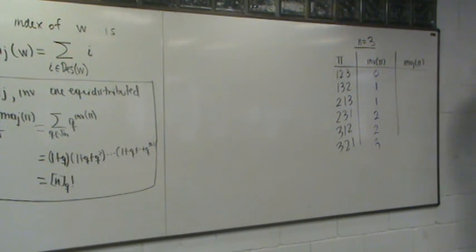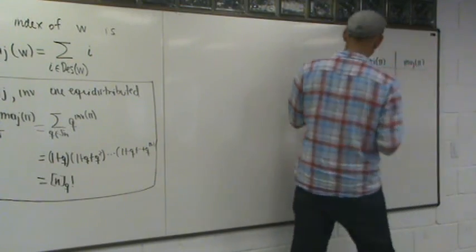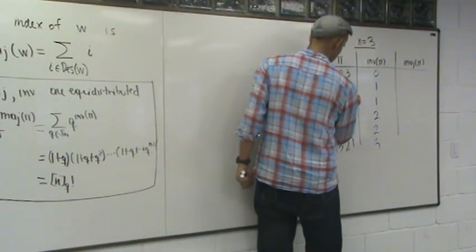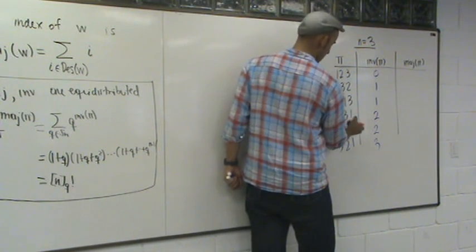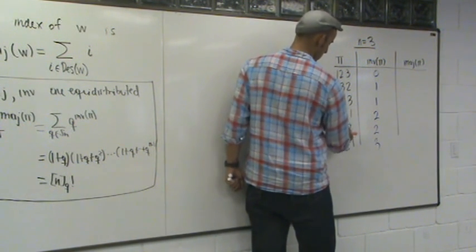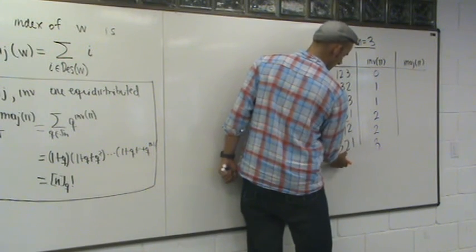Now let's do the major index. So what we do is again, we first figure out what the descents are. So here, this guy never descends. This guy descends here. This guy descends here, from 2 to 1. This guy descends here. This guy descends here. And this guy descends here and here.